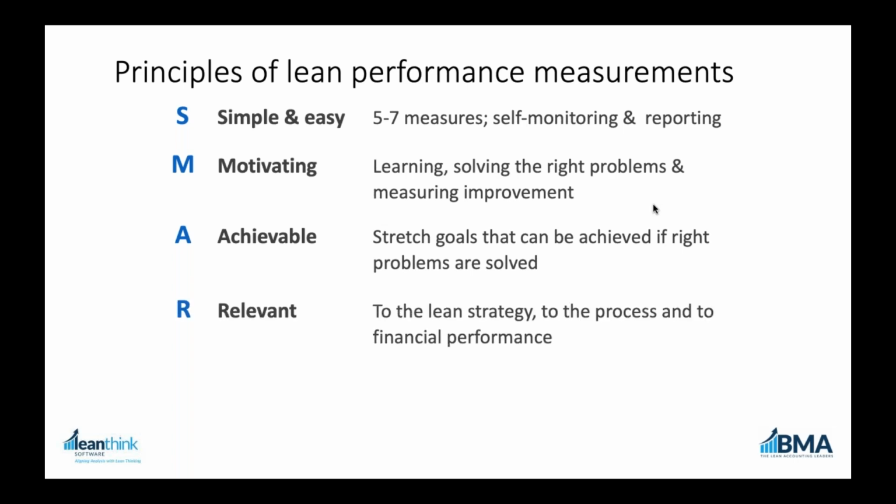We want the measures to be relevant. They have to be relevant to the lean strategy. They have to be relevant to the process being measured, and they have to have some linkage to financial performance. Not a direct linkage. They don't have to be necessarily a financial number, but the real goal is to learn about the links between operating performance and financial performance, because any improvement in financial performance is going to be a result of improving operating performance.